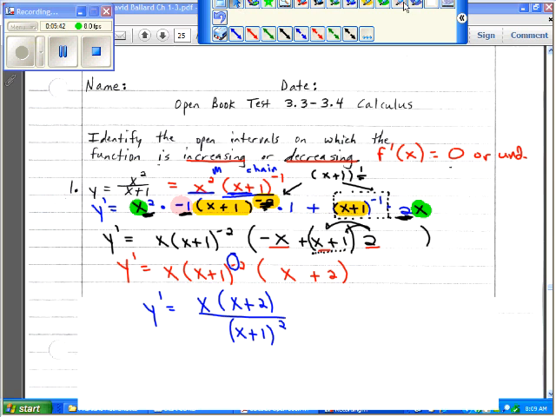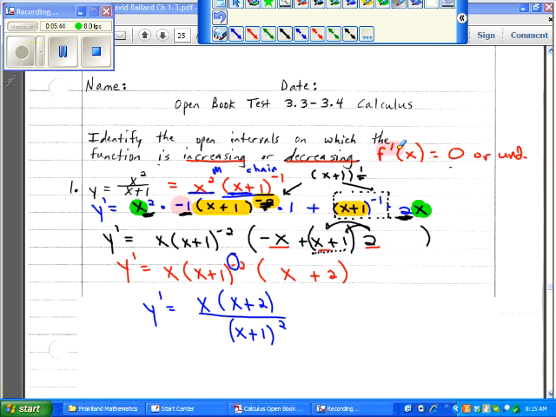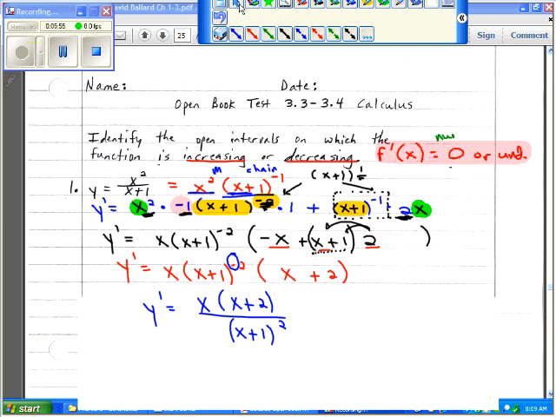Critical numbers. Critical numbers are the values at which the derivative is undefined or 0. Now, what would make the derivative 0? Good. If the numerator is equal to 0. And what would make it undefined? If the denominator is equal to 0 or you have the square root of a negative number, right?